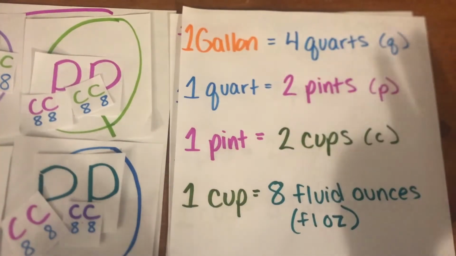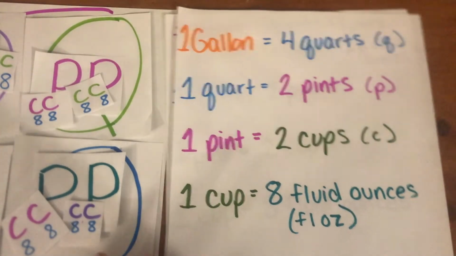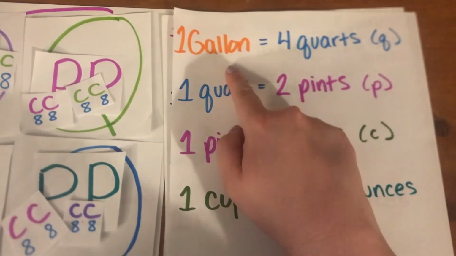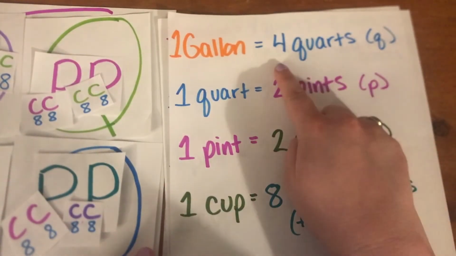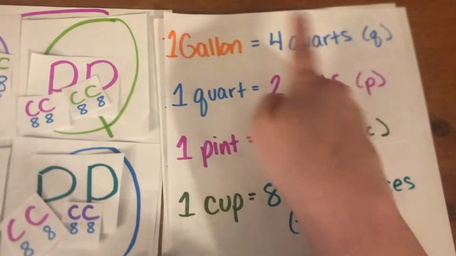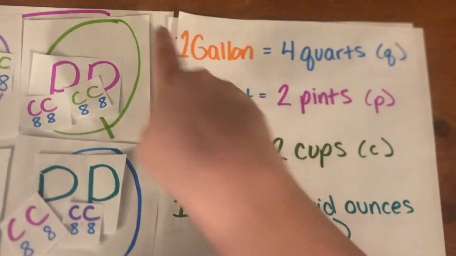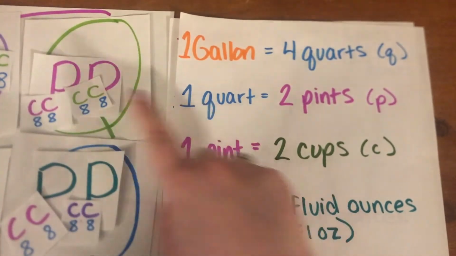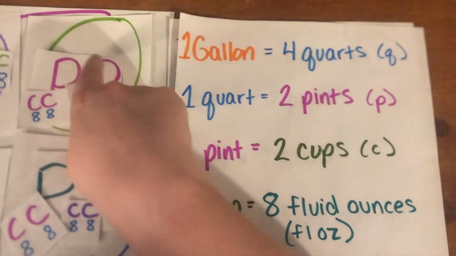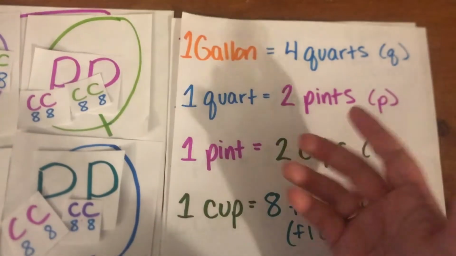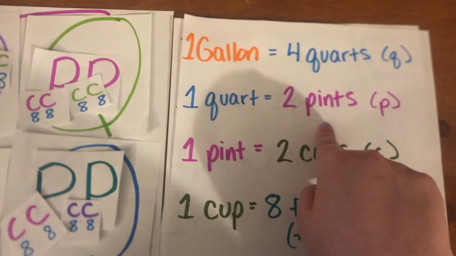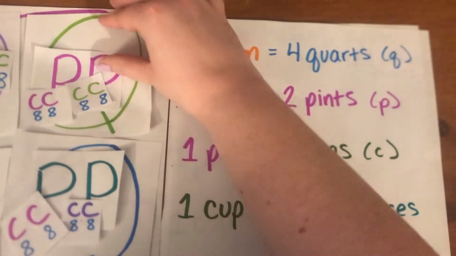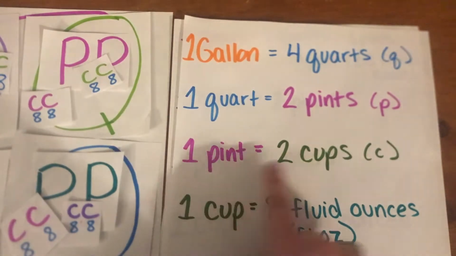So why did I tell you this story? Well, in the land of Gallon, there were 4 queens. Those 4 queens represent the 4 quarts in a gallon. Each queen had a prince and a princess, 1 prince, 1 princess. So each queen, each quart, has 2 pints.